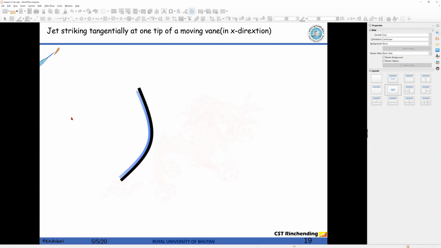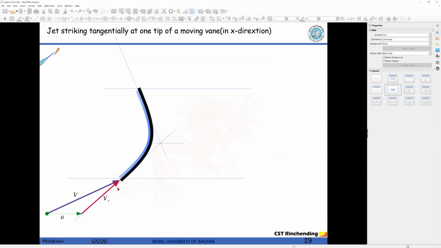Let's assume this is the vane, an enlarged vane. It looks different, but just assume this is what is there when you strike this vane. This is the tangential direction at this point, from where water will be going out, and this is the tangential direction where the jet will be entering the vane. Let's say v is the absolute velocity with which the jet is striking the vane, and u is the velocity of the vane. If you connect these two, you will get the relative velocity.